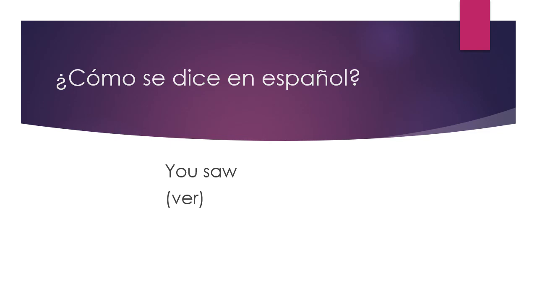¿Cómo se dice en español? You saw. The verb is ver. Correcto, es viste. Tú viste. ¿Cómo se dice en español? He received. Es recibió. Él recibió. Okay, that's our last example for now.